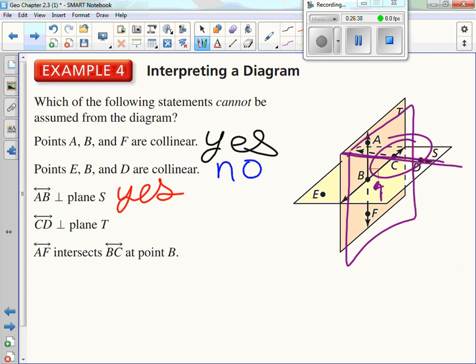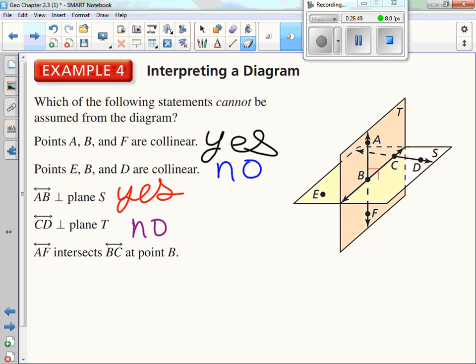Because if we had this little box, then yeah, they would. But do we have it? So can we say that they're perpendicular? No. Because unless it states it, or we have a theorem that tells us it, we can't say it's true, and we don't have it there.